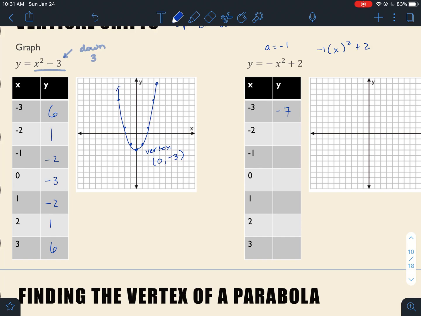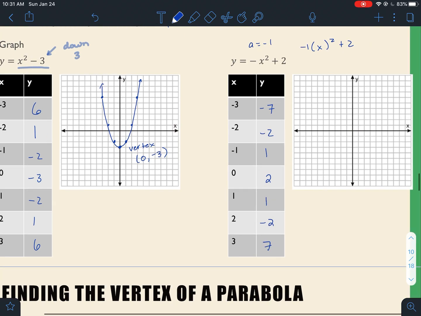Negative 2 squared is 4. Times negative 1 is negative 4. Plus 2 is negative 2. And then we would get 1. We would get 2. We would get 1, negative 2, and negative 7. So if I went to graph this, I would have 0, 2, 1, 1, negative 1, 1, 2, negative 2, negative 2, negative 2, and then 3, negative 7, and negative 3, negative 7. All right, so connect those.